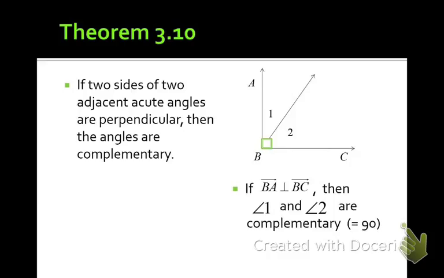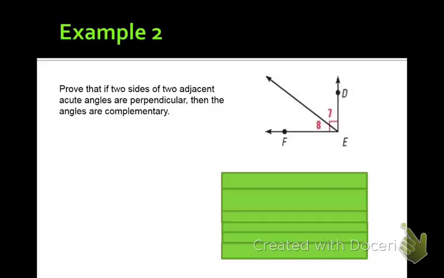So we can use these ideas, these theorems, in the idea of a proof. For example, prove that if two sides of two adjacent acute angles are perpendicular, then the angles are complementary. So we're going to prove this last theorem. If we're given the fact that ED and EF are perpendicular, those rays, that's what our theorem says. We're assuming that that's true. We want to prove that 7 and 8 are complementary.